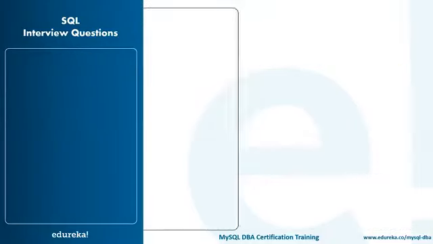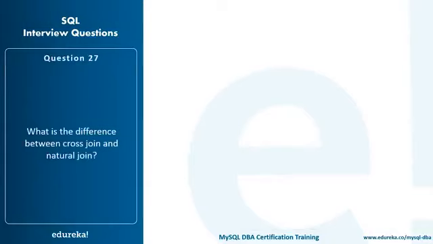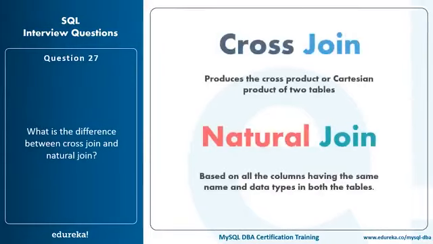Now let's move forward to our next question, that is, what is the difference between a cross join and a natural join? The cross join produces the cross product or Cartesian product of two tables, whereas the natural join is based on all the columns having the same name and data types in both the tables. The main difference between both of them is that the cross join basically produces the cross product of both the tables, and the natural join is completely based on all the columns having the same name and data types in both the tables.